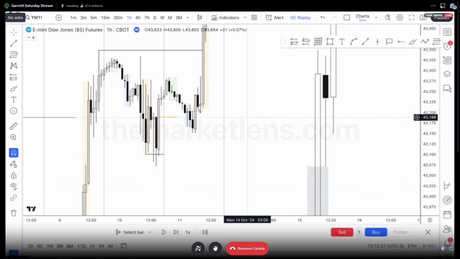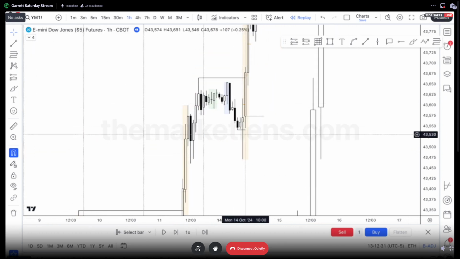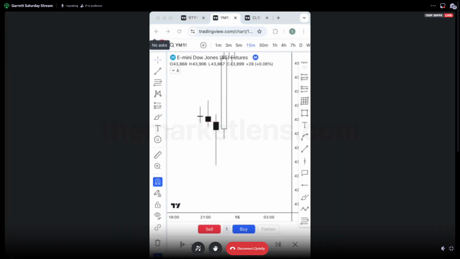Stochastic expansion. So here, again, underneath the open. Here, underneath the open of the daily candle. And then here you have the 4-hour open. We want to enter around the opening price of this candle as well. Last stream I went over this. I'll use the 4-hour chart, but it's like T-Trades. He always says to enter around the opening price of the candle.